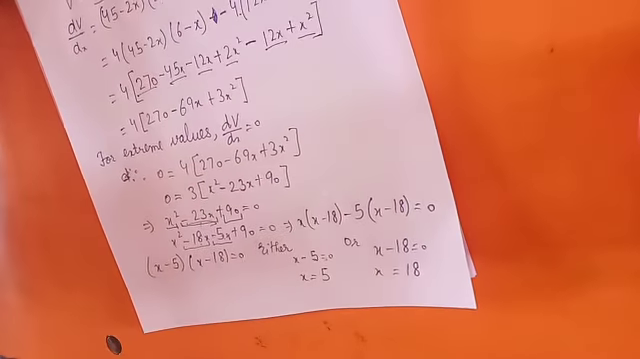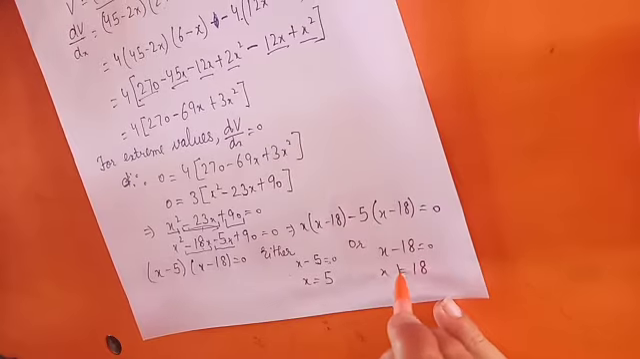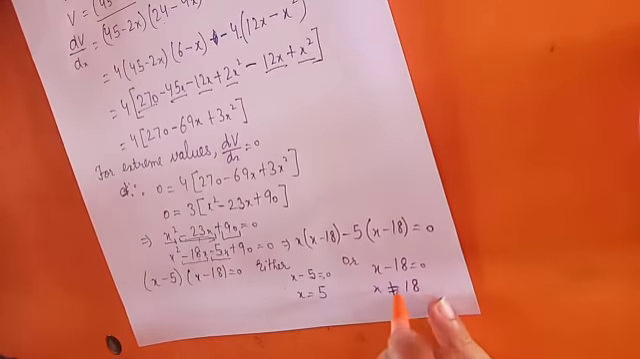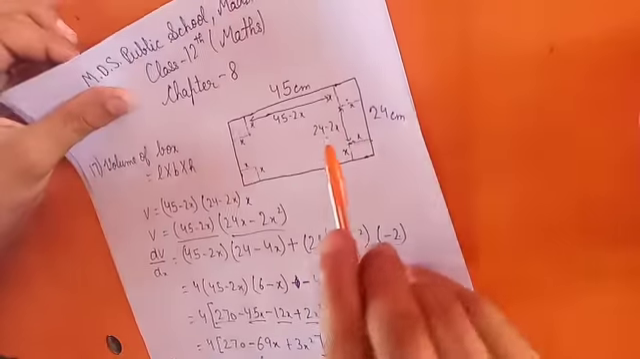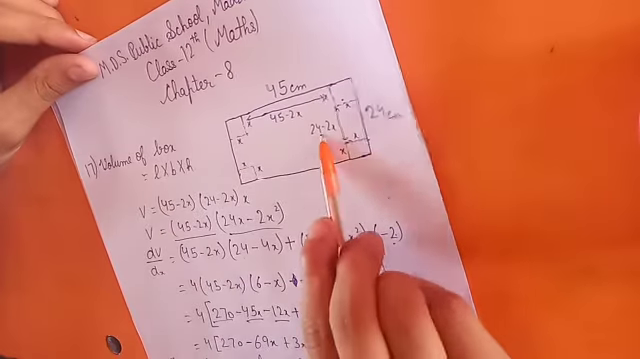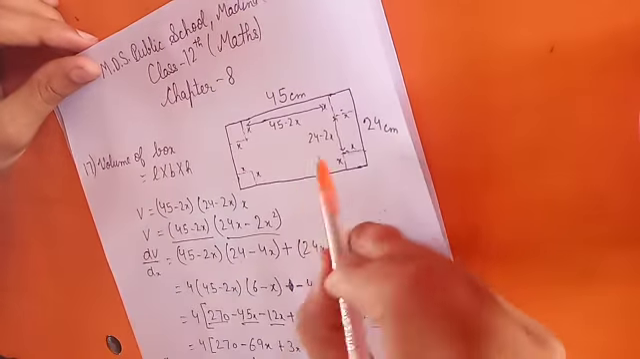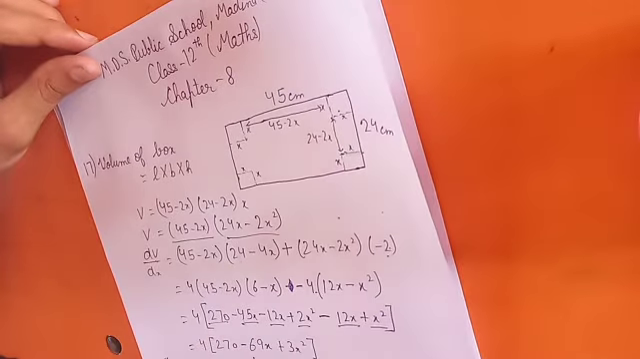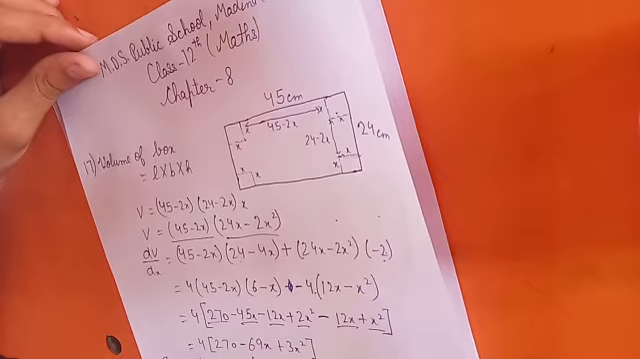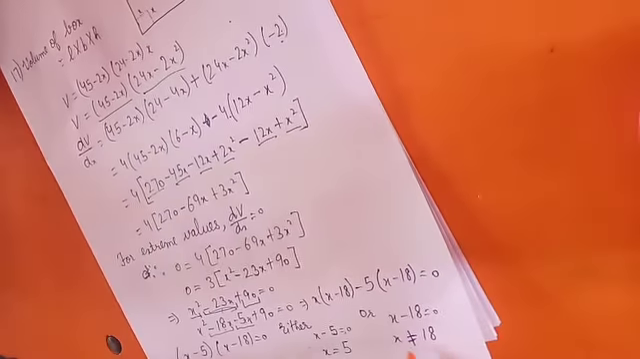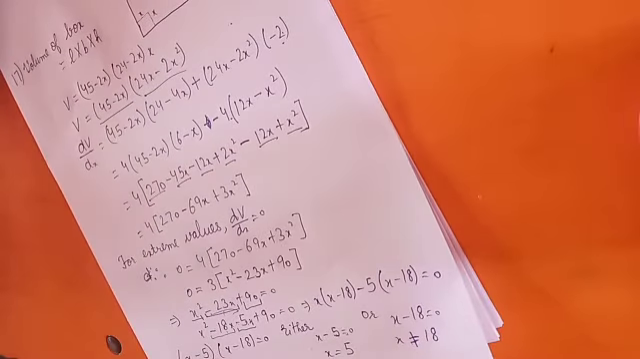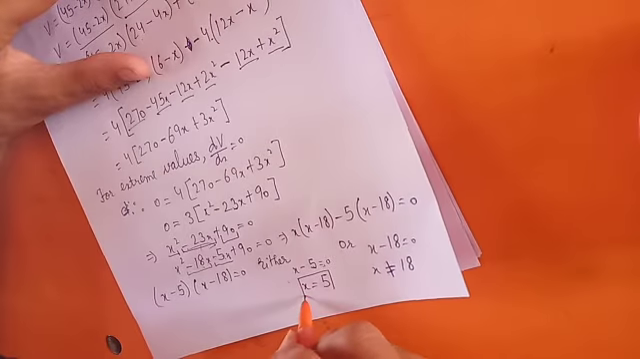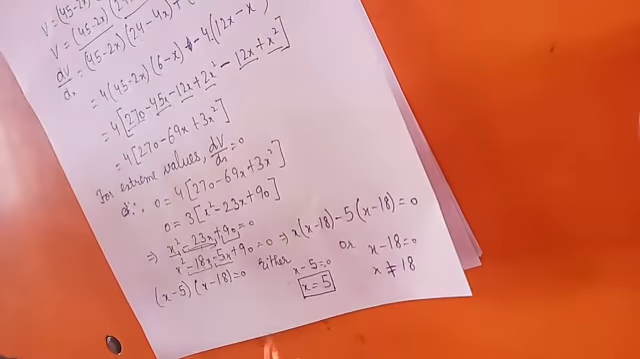Okay, but x equal to 18 is not possible. Why is it not possible? Look at the breadth. Breadth is 24 minus 2x, and the x value is 18. Twice 18 will be 36. 24 minus 36 will be negative, but length cannot be negative. Therefore, x equal to 18 will not be accepted here. So we get the value of x as x equal to 5.